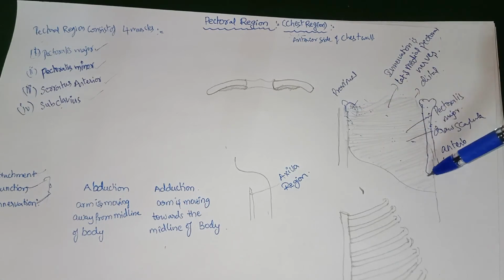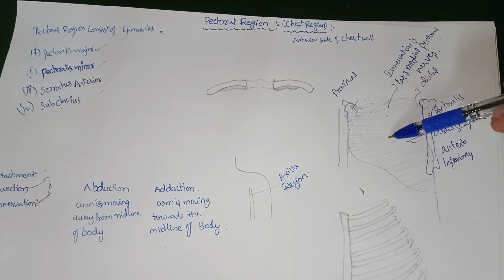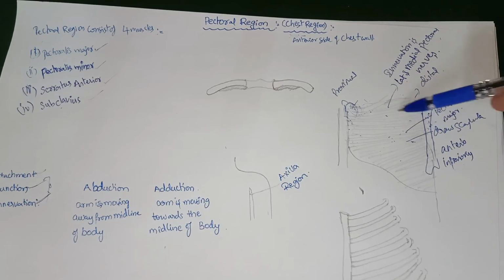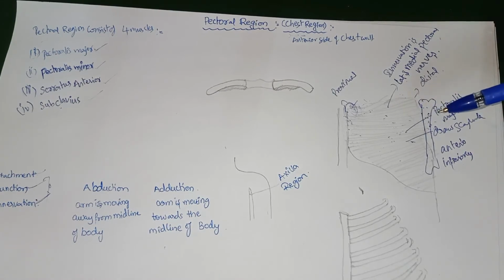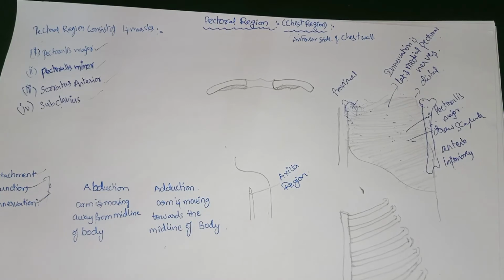So pectoralis major muscle covers the major portion of the chest. In the chest region, pectoralis major muscle covers the major portion of the chest wall. So next, pectoralis major is completed.